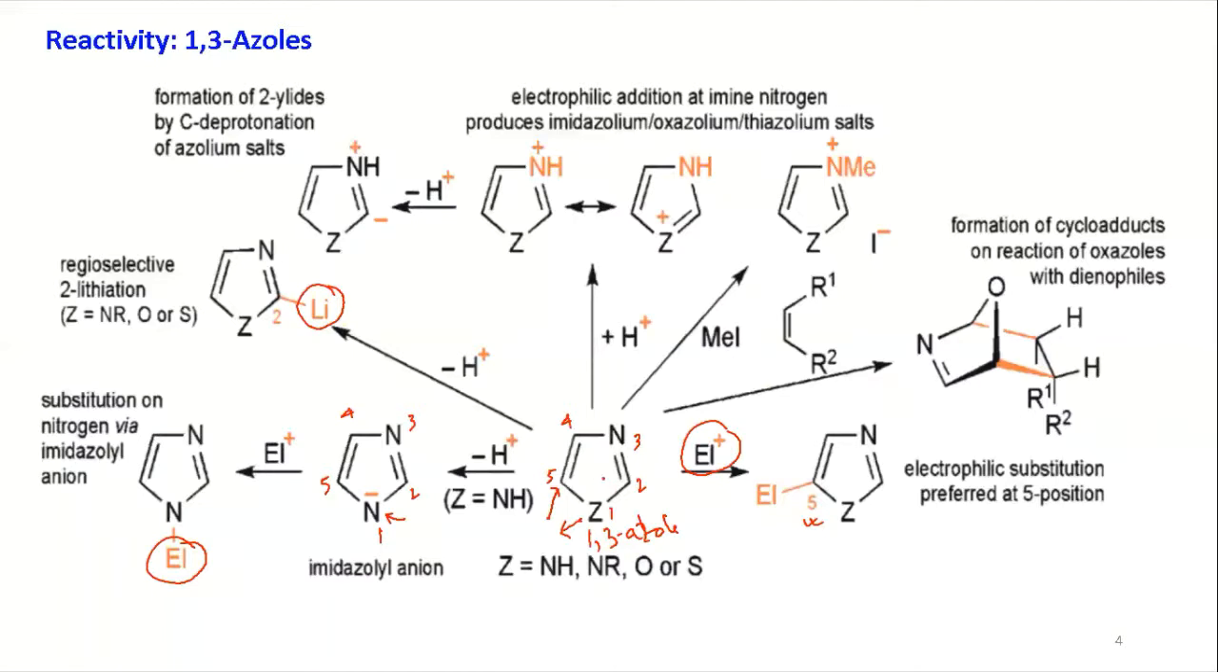Now, among these 1,3-azole, the oxazole, we find it does cycloaddition reaction. And here, if you look at, okay, so your reaction is happening. You have oxygen here. This is the furan-like system, I mean the oxazole system, and the oxazole system is reacting with this alkene, and you have this 5-membered ring formation.